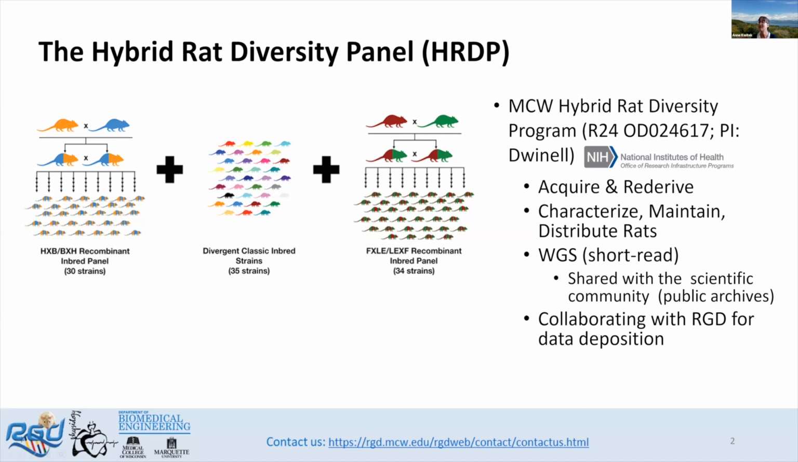The goal of the MCW hybrid rat diversity program, which is an R24 funded to Dr. Dwinell, is to acquire and rederive the strains that are in the hybrid rat diversity panel, to maintain these and distribute these strains to the scientific community. They're also doing whole genome sequencing using Illumina short reads. Again, that data will be shared with the scientific community through the public archives. But we're also collaborating with RGD for data deposition.